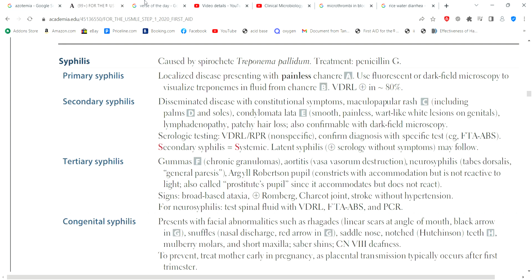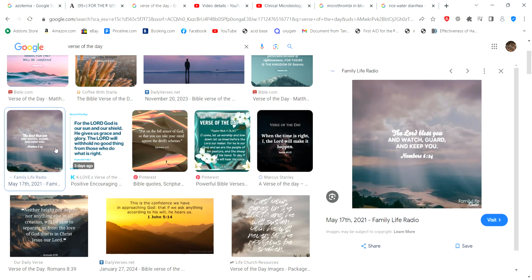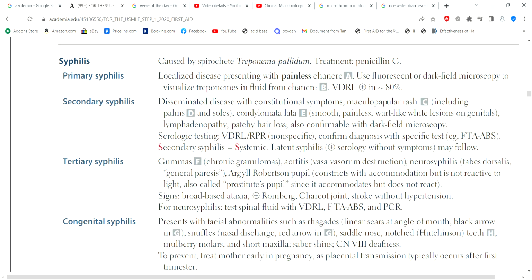Alright, welcome back. The verse we're going to pick today is "The Lord bless you and keep you," Numbers 6:24. And with that we shall start.